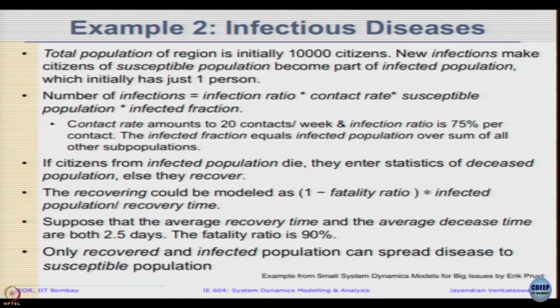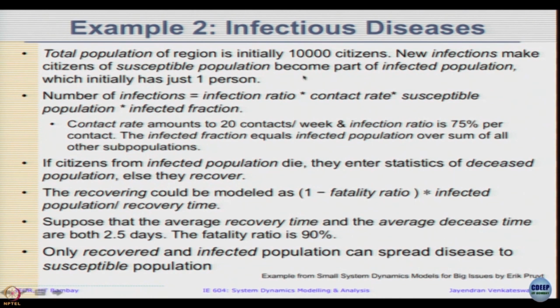Let us look at example 2. This is a model on infectious diseases. The total population of the region is initially 10,000 citizens. New infections make citizens of the susceptible population become part of the infected population, which initially has just one person. Okay, so then it is getting closer to the existing model that we have already seen.